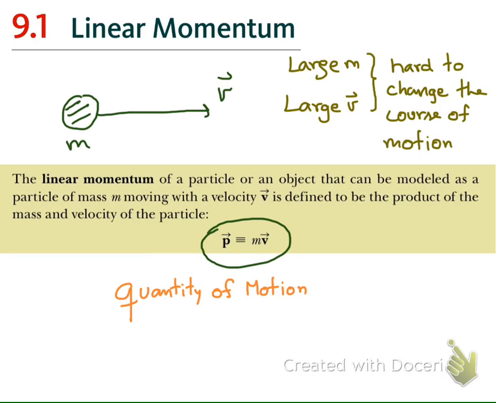So it means that if you have the large product of m and v, it is hard to change the course of motion. This can come from the large m or large v or both. So we call this a quantity of motion. That is, it gives us the idea how hard it is if we want to change the course of the motion.